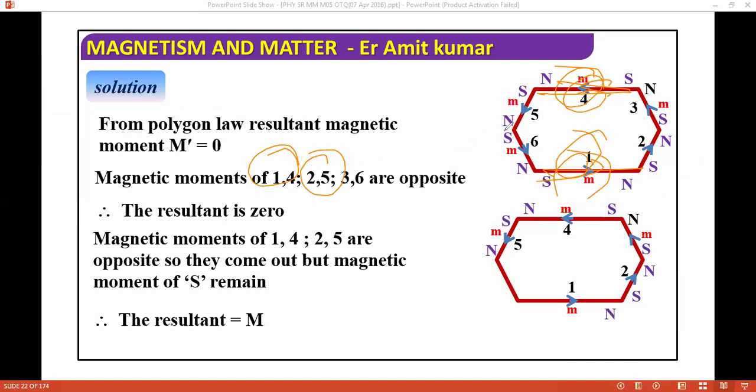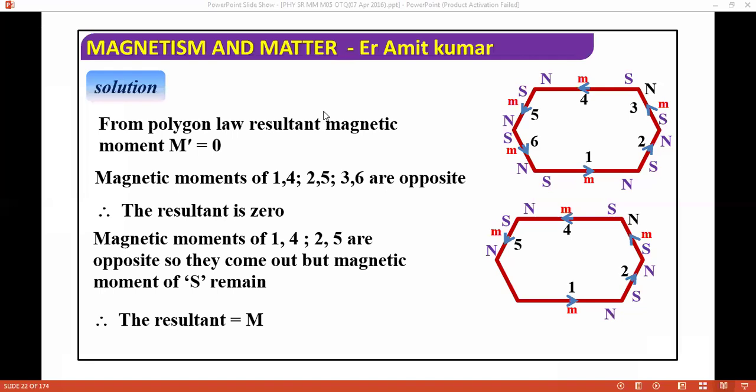If you come to 2 and 5, in similar fashion, 2 and 5 will cancel each other. Similarly, 3 and 6 will cancel each other. The result is 0. So the magnetic moments of 1, 4 and 2, 5 are opposite, so they cancel out, but the magnetic moment of S remains. So the resultant magnetic moment will be capital M.